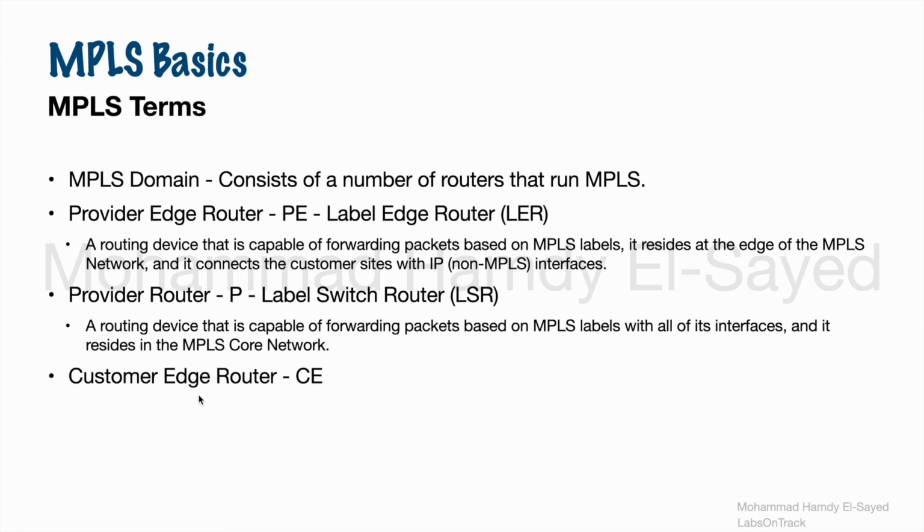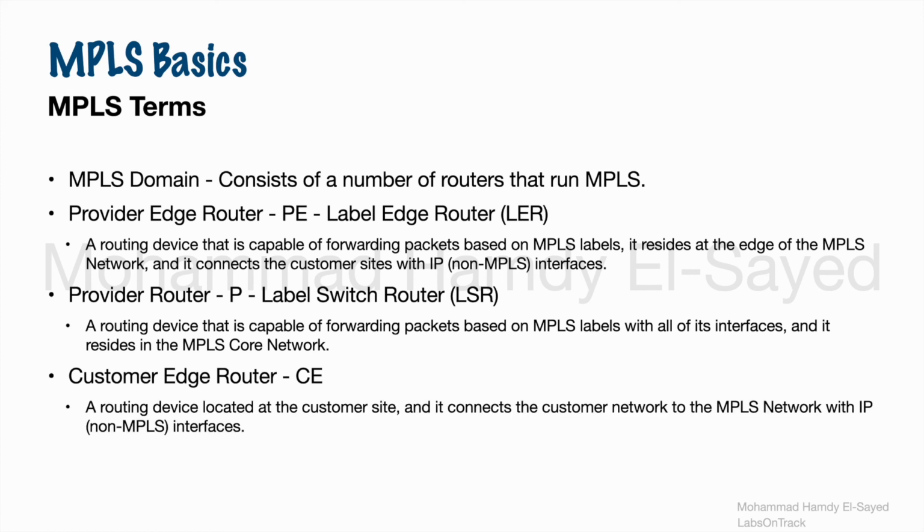The customer edge router, or the CE router, is a routing device located at the customer side, and it connects the customer network to the MPLS network with IP non-MPLS interfaces. All of its interfaces are not MPLS enabled. It's only IP interfaces.